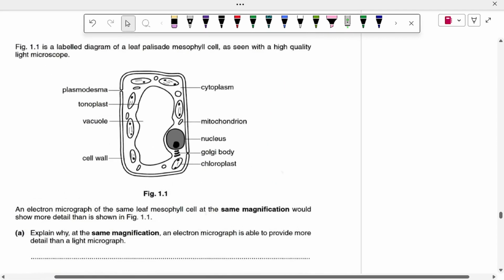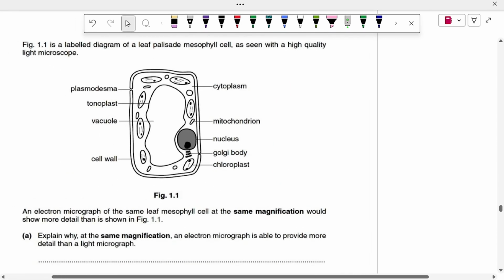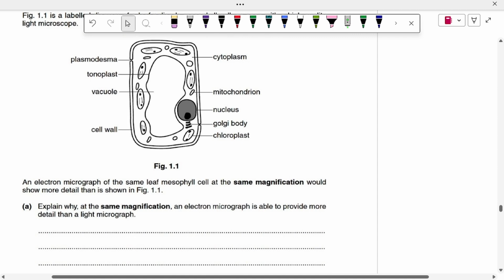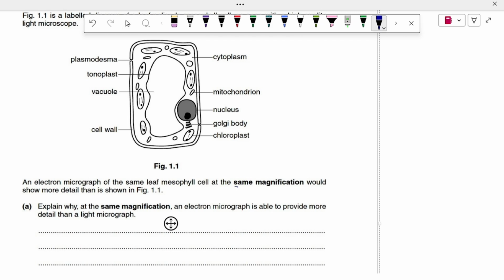Let's see this question. Figure 1.1 is a labelled diagram of a leaf palisade mesophyll cell as seen with a high quality light microscope. Light microscope तो यूज किया है, but they have used a high quality, which is why आपको इसके अंदर क्लोरोफिल नजर आ रहे हैं, माइटोकॉन्ड्रिया नजर आ रहे हैं, न्यूक्लियस, न्यूक्लियोलस नजर आ रही है, गोल्गी बॉडी, काफी सारे सेल स्ट्रक्चर नजर आ रहे हैं, even the tonoplast as well. ये काफी अच्छी रेजोल्यूशन वाला यूज किया होगा उन्होंने. An electron micrograph of the same mesophyll cell at the same magnification would show more detail than is shown in figure 1.1. This is true. इलेक्ट्रॉन माइक्रोग्राफ की तो अलग ही बात होती है, काफ़ी अच्छे डिटेल्स नज़र आती हैं इसके अंदर.